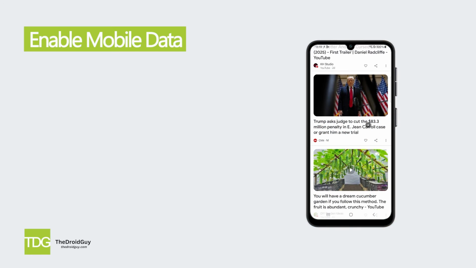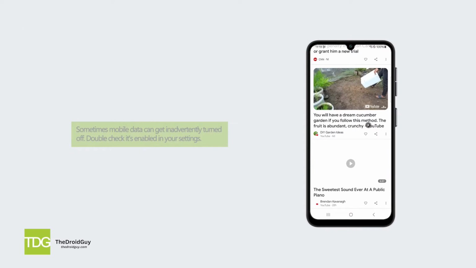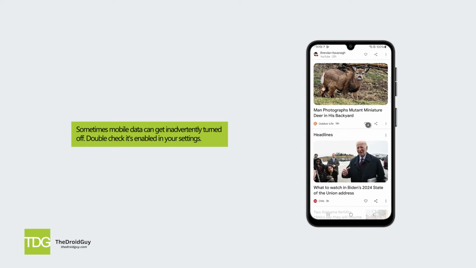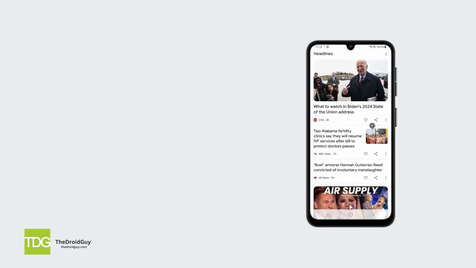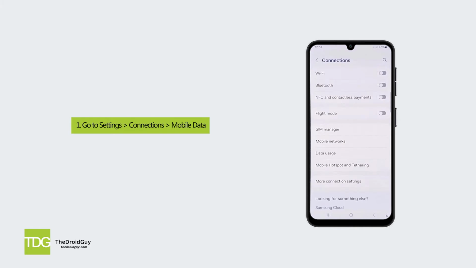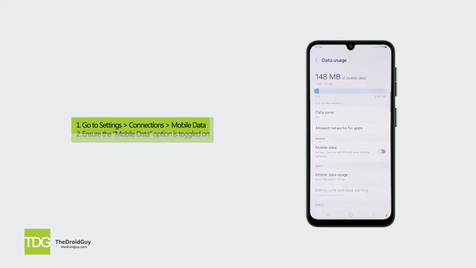Solution 2, enable mobile data. Sometimes mobile data can get inadvertently turned off. Double check it's enabled in your settings. Here's how. Go to Settings, Connections, Mobile Data Usage. Now ensure the mobile data option is toggled on. Also toggle on mobile data roaming if you are always traveling.